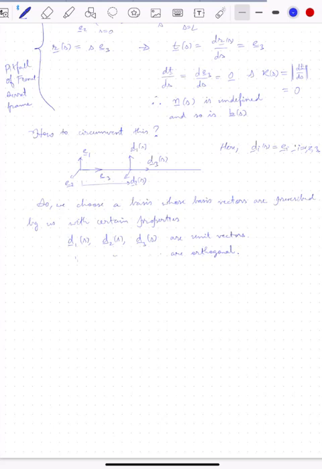And this D1 vector, D2 vector, and D3 vector are called directed basis vectors, or sometimes also called Darboux vectors, Darboux. Right? Okay. So far, this is what we have done, right?